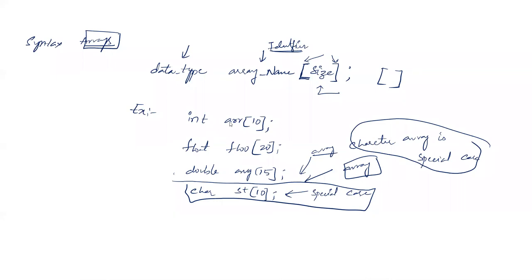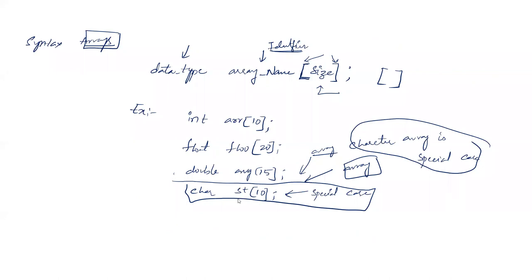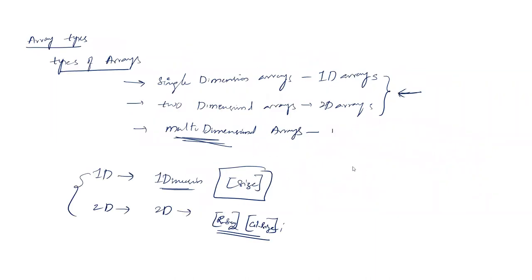And after that, what are the examples we've discussed? int arr[10], float blue[20], double avg[15], char st[10]. I've said the character array is a special type of array, and we'll discuss that in detail. But it is also an array. The definition of array is a collection of data values of the same type at one place. Therefore, data values of character type are also an array, but a special type.